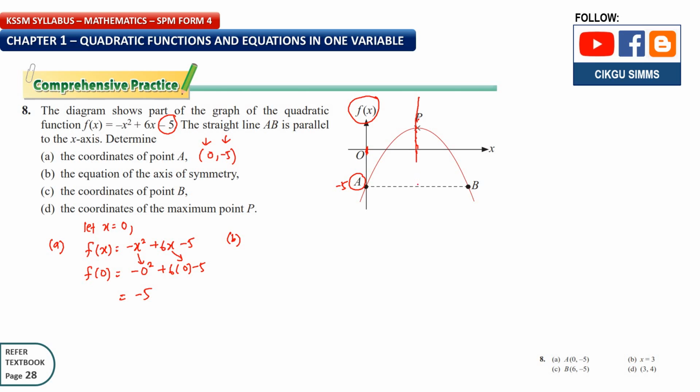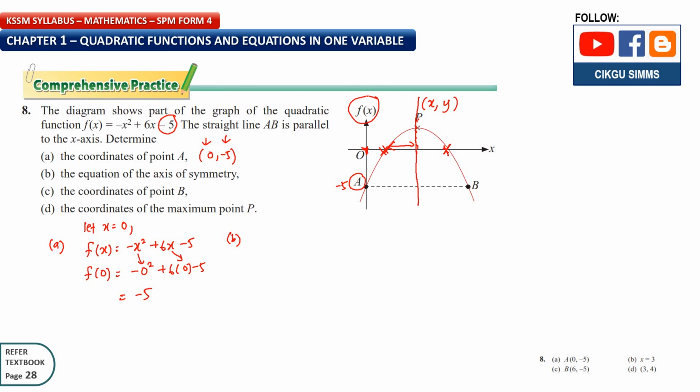is the line that passes through P. So actually I need to find this point and I need to find this point. And then I need to average to find the value of x of this point, and then I put it back in the equation to find y. Okay, so to find this, I need to solve for this equation.